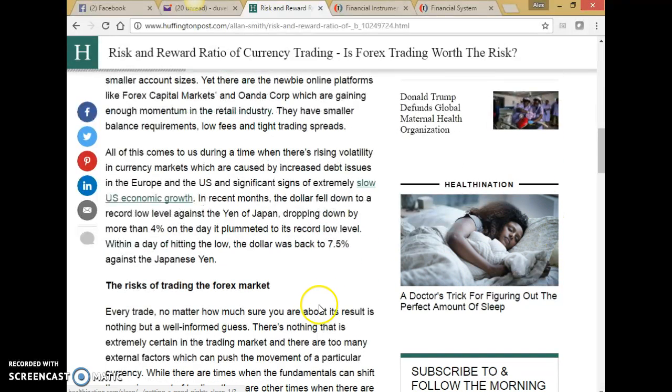All of this comes to us during a time of rising volatility in currency markets, caused by increased debt issues in Europe and the U.S. and significant signs of extremely slow U.S. economic growth. In recent months, the dollar fell to a record low against the Japanese yen, dropping more than 4% in a day, and within a day of hitting the low, the dollar was back up 7.5% against the yen.